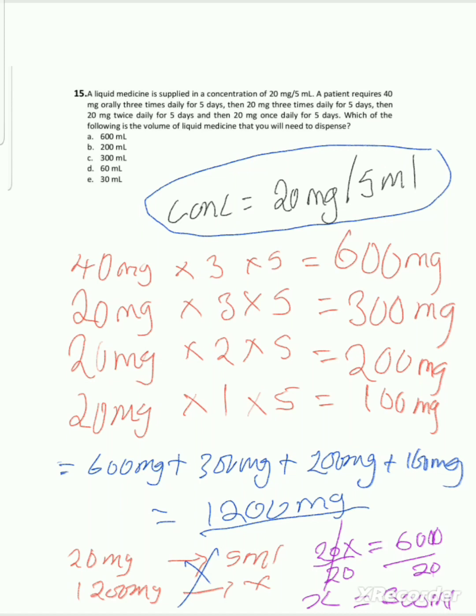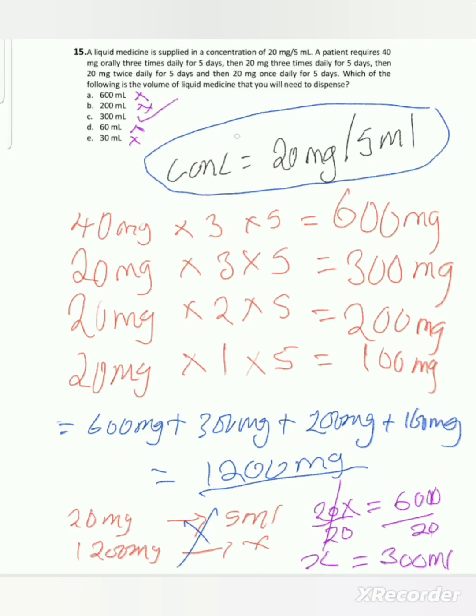So what am I going to do now? 600, is it the answer? No. 200, is it the answer? No. 300, is it the answer? Yes. 660 mils? No. 30 mils? No. So the answer is 300 mils, guys. So this is how we came up with this answer.